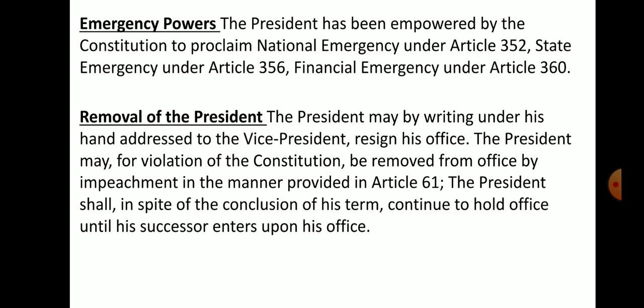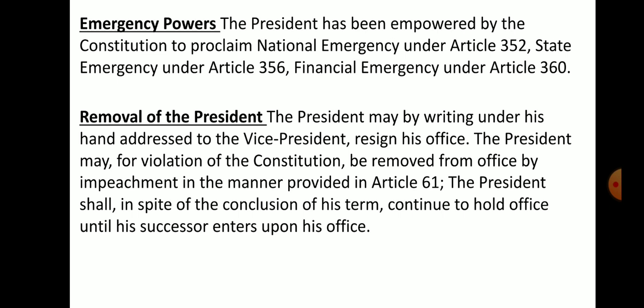Emergency power, it's very important. We have three types of emergency power: national emergency, state emergency, and financial emergency. When there is a threat to the nation, it's called a national emergency. A threat to the state is called a state emergency. And for finance, it's called a financial emergency. Okay, all these powers, and we salute our president as the first citizen.